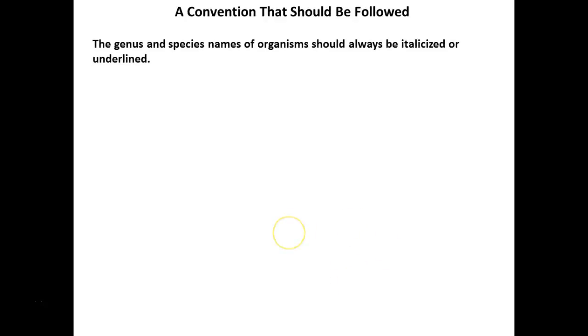So the genus and species should always be italicized or underlined. I'm not a real stickler for this when you guys are writing, but just remember that in the future, you should always italicize when you're typing and underline when you're writing it.